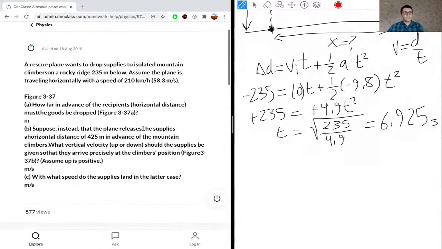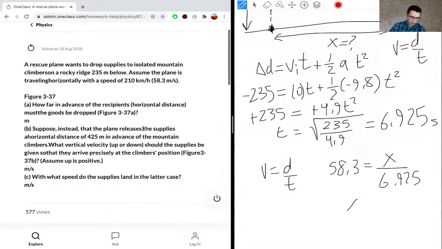Okay, so we figured out the time it would take from when we drop the package until it gets to the person. Now we're going to use this value because it's the same for the x and y directions, because the package will get to that person in the x direction and y direction at the same time. So we know v is d over t. d in this scenario is x. So we know v is 58.3, which was given in our question. d is x, and t is 6.925.